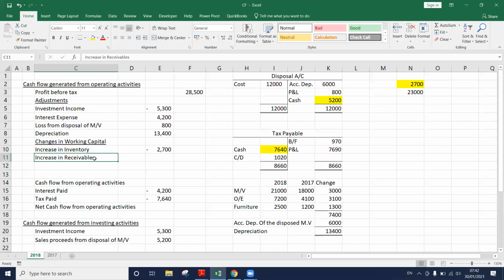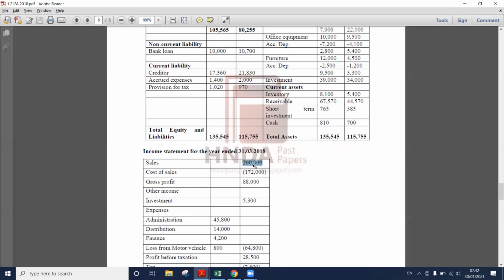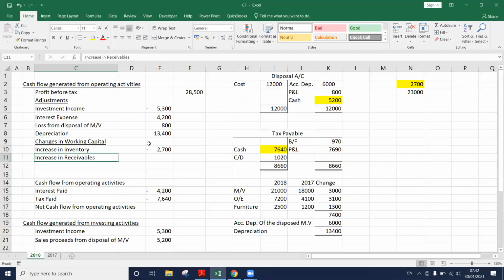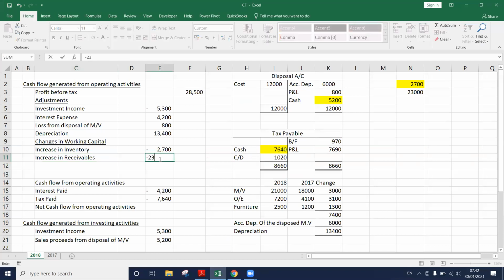So receivables increasing by 23,000 means we have made credit sales worth 23,000. That is how we need to assume. That is a non-cash item, so we need to adjust that. When calculating this 28,500, we added the whole 2,60,000, but inside it there are credit sales. We need to remove those, so we need to deduct 23,000.